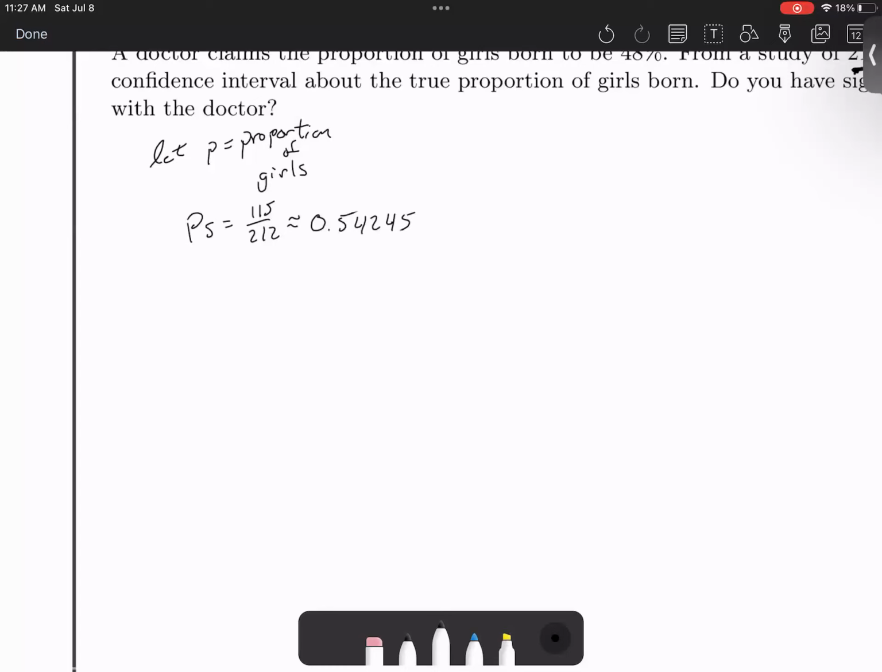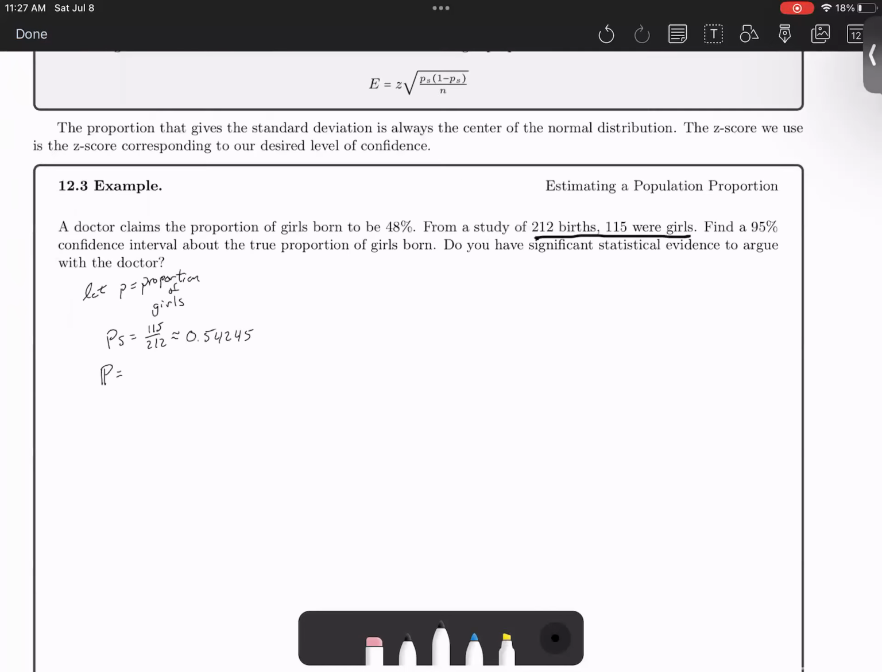All right, so P is the proportion of girls that we're trying to guess. P sub S is the proportion from our sample. And let's define maybe an uppercase P as the probability threshold. How certain do we want to be that we have the true proportion of girls? It says that we want to be 95% sure. We want to create a 95% confidence interval.